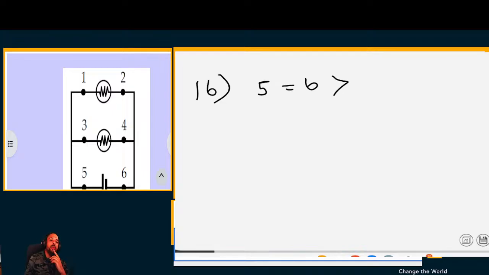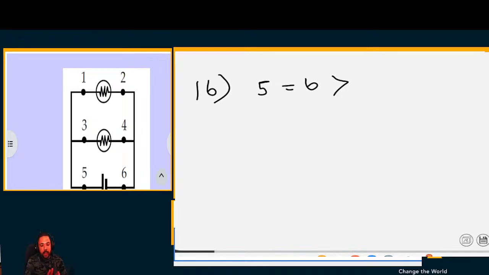Now at this point here, where the current splits, and at the other point here where it combines, at those two points the current should be exactly the same. Meaning the total current that goes into this parallel system should be the total current coming out. Since these two resistors are exactly the same, what do we know? The current is halved exactly.